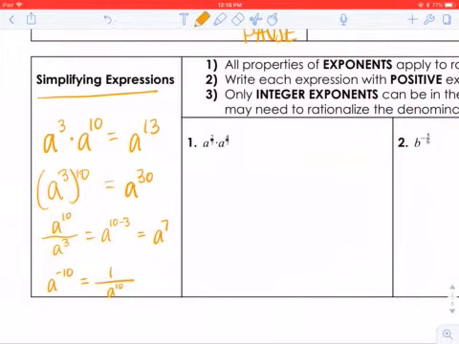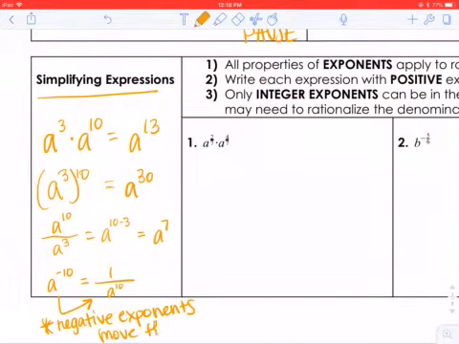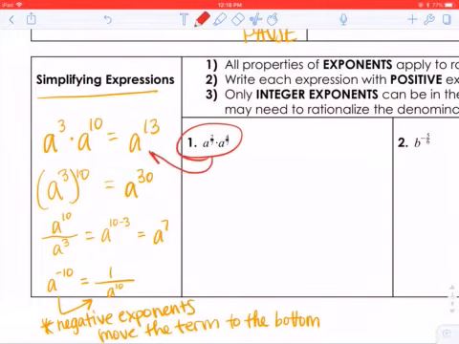So if I see a negative exponent, I'm going to move it down here. That one's really important and one that we forget, so I'm going to go ahead and write it. Negative exponents: move the term to the bottom. Or the top if it's on the bottom already. So move it to the bottom. Sweet.